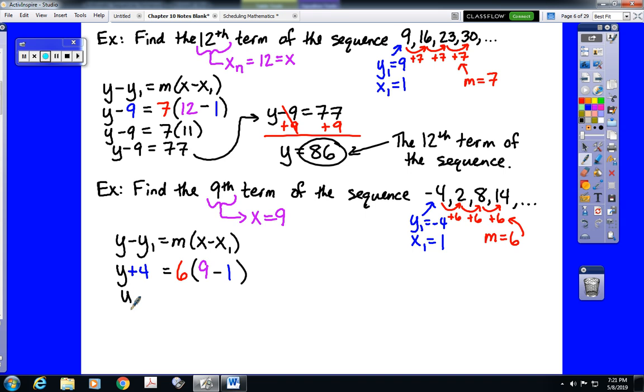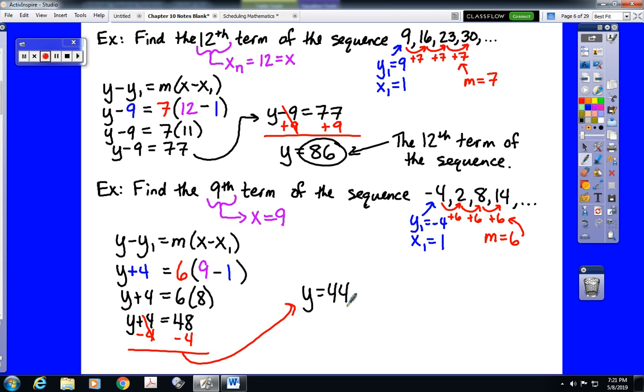So again, we're solving for y. y plus 4 equals 6 times 8. y plus 4 equals 6 times 8 is 48. So then our last step is to solve for y. We subtract 4 from each side, and that gives us that y is 44, meaning that 44 is the 9th term of the sequence. Our next video will cover how to find the equation of an arithmetic sequence.